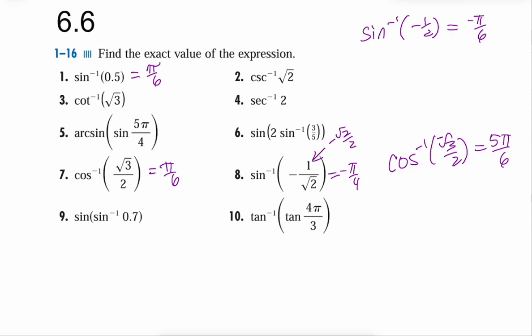Number 2, I do not search in my brain for cosecants. I make that a sine, and then I just flip it upside down. That's 1 over radical 2, which is radical 2 over 2. The sine is radical 2 over 2 at pi over 4.